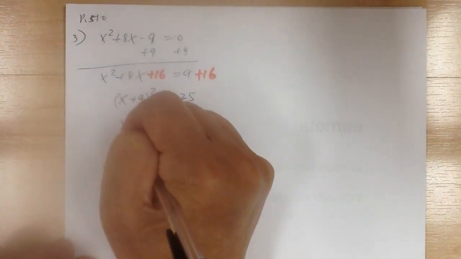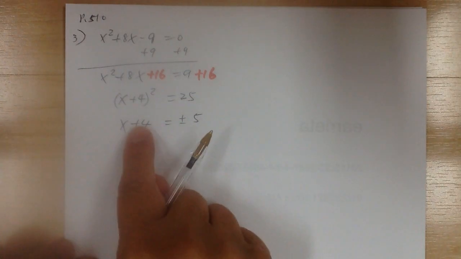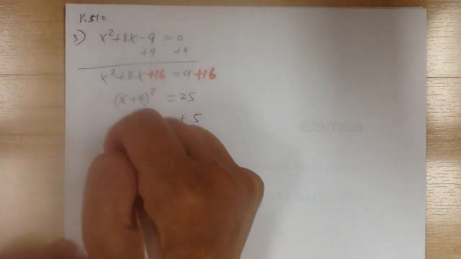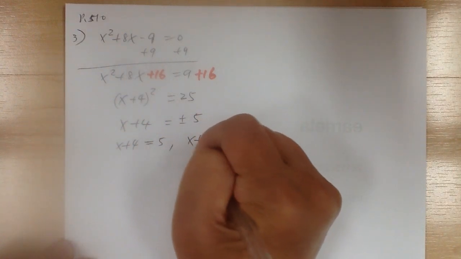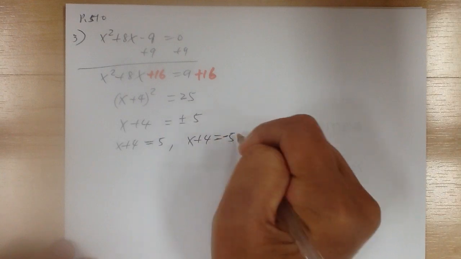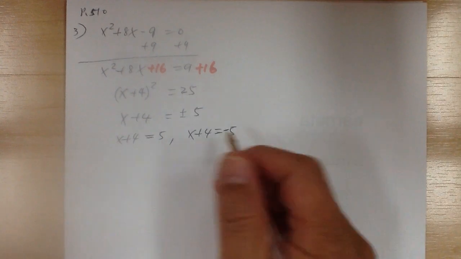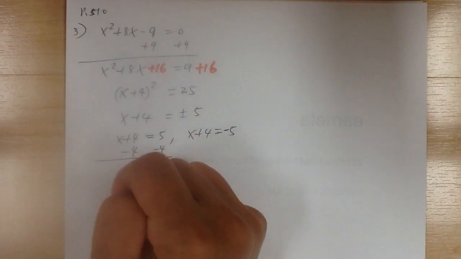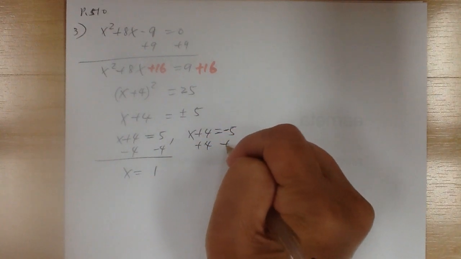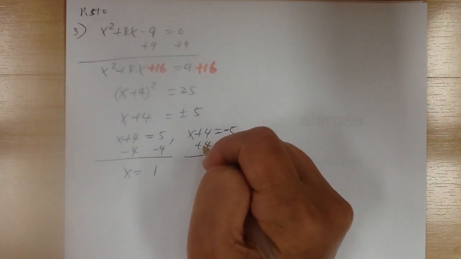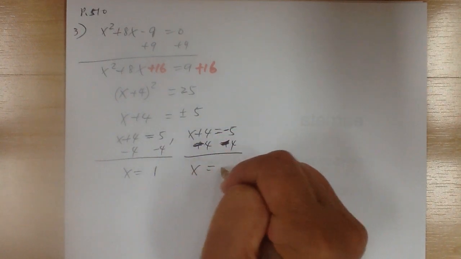Take the square root on both sides. Separate it. Again, they are same kind of numbers, so separate the plus from the minus. And then from here you go and solve by minus 4 on each side. So x equal to 1. So plus 4 on this side. Minus 4 on each side. So x equal to negative 9.